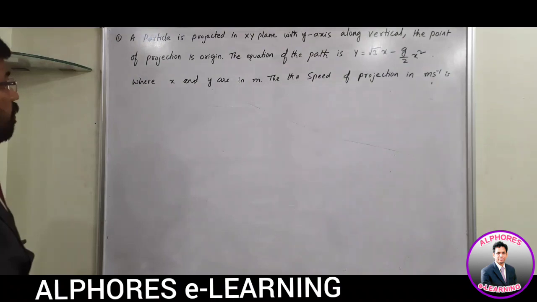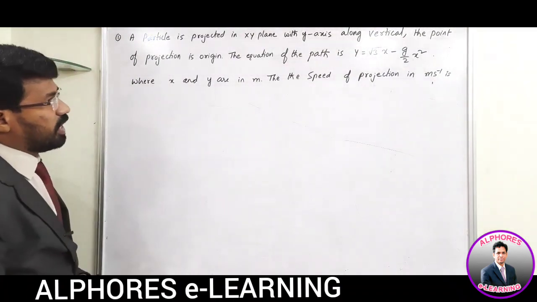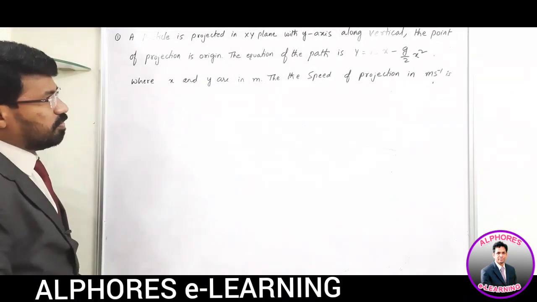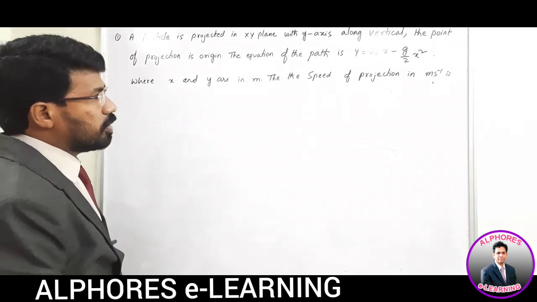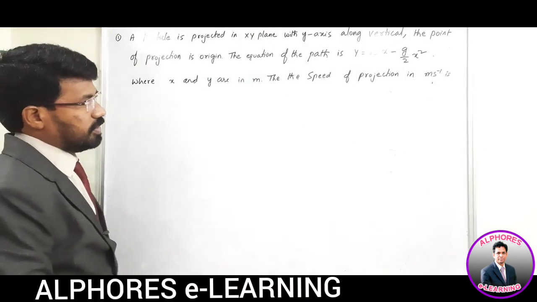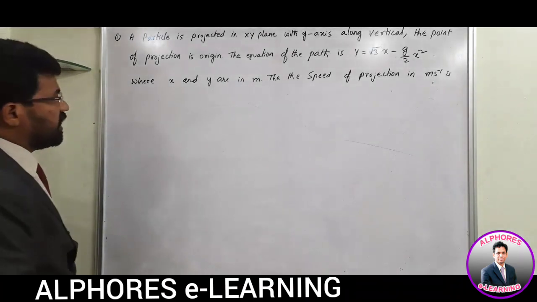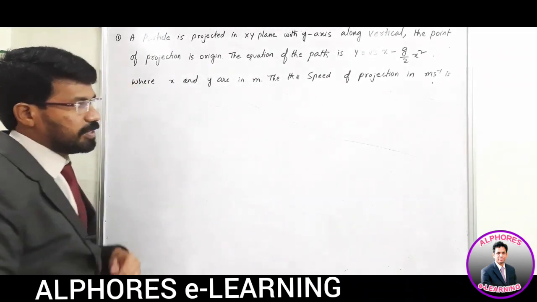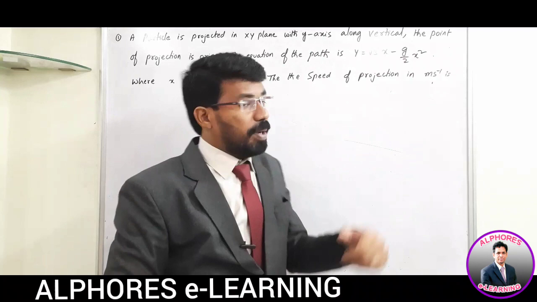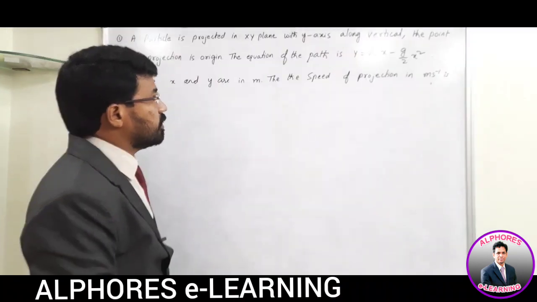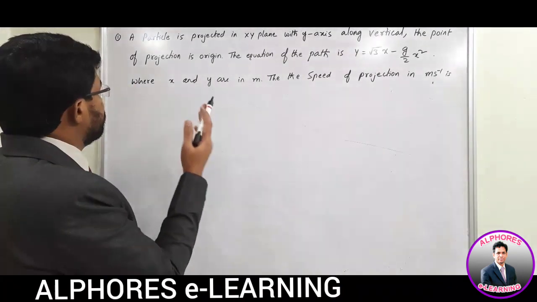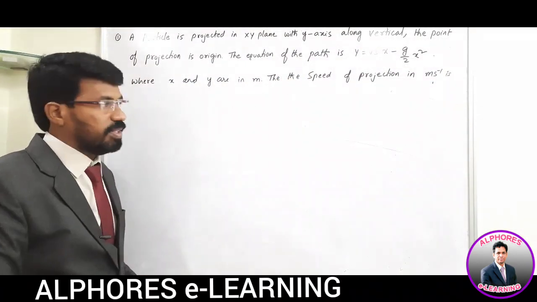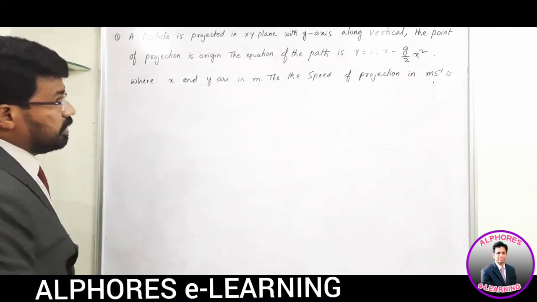A particle is projected in the xy plane with the y-axis along vertical. The point of projection is the origin. The equation of the path is y equals root 3 x minus g by 2 x square, where x and y are in meters. The speed of the projectile in meter per second is. So here the path of the projectile is given. Obviously it is an oblique projectile only. From the equation it is obvious, right? So let us try to find out the initial velocity.